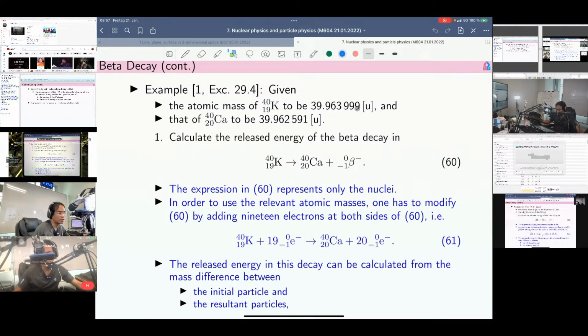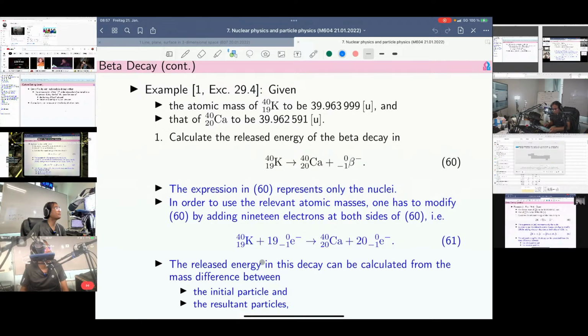Again, the released energy could be found from the famous Albert Einstein relation, E equals mc squared. But for us in this topic, we are going to use it in the simple version, right? It's 931.5 mega electron volt per atomic mass unit. Yes, that's the situation we're going to use.